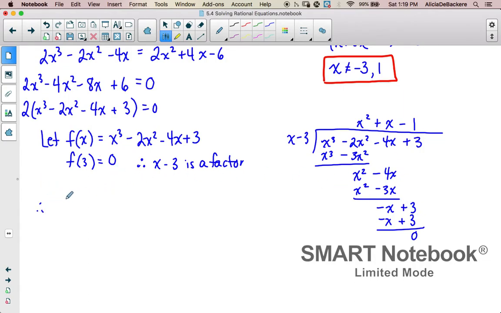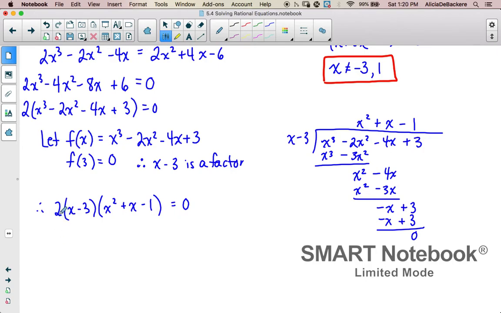So now what we have, going back to my original equation here, is 2 times, and instead of writing out the cubic like this, I'm going to write it as the divisor x minus 3 times what we came up with here, equals 0. You can divide out the 2 on both sides and it will disappear on you. It doesn't hurt though to leave it there as well.